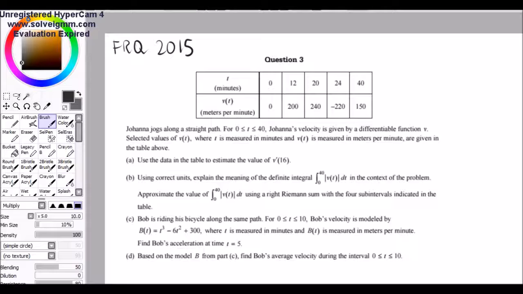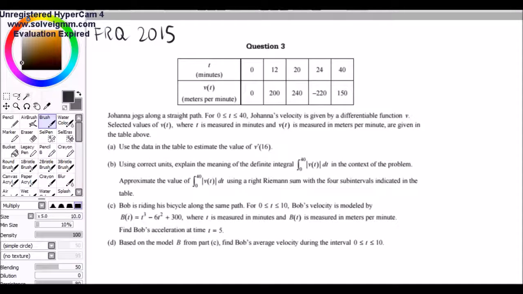The question reads, Joanna jogs along a straight path for t is greater than or equal to 0 and less than or equal to 40. Joanna's velocity is given by the differentiable function v. Selected values of v(t), where t is measured in minutes and v(t) is measured in meters per minute, are given in the table above. The first part is asking for us to use the data in the table to estimate the value of v'(16).